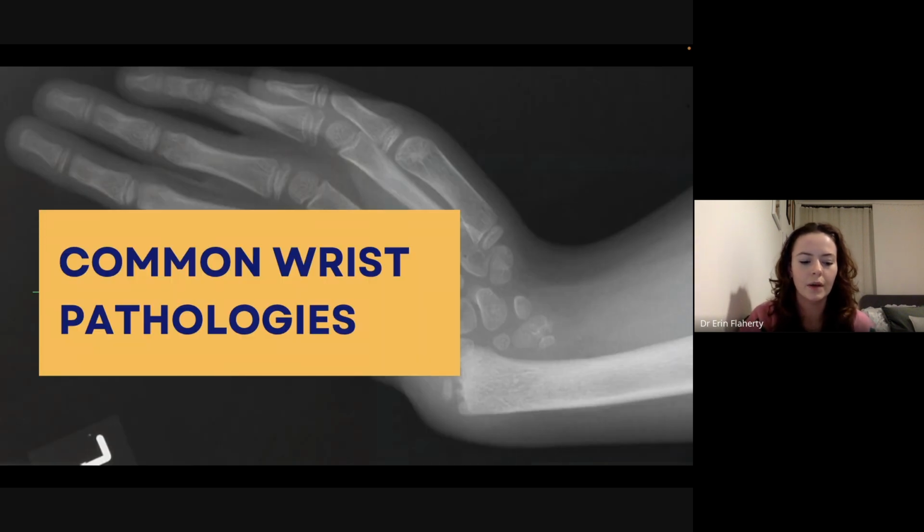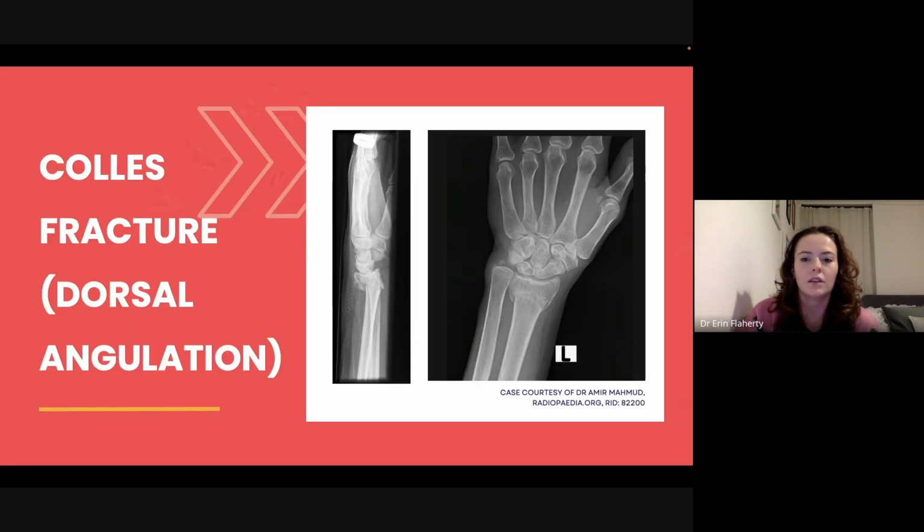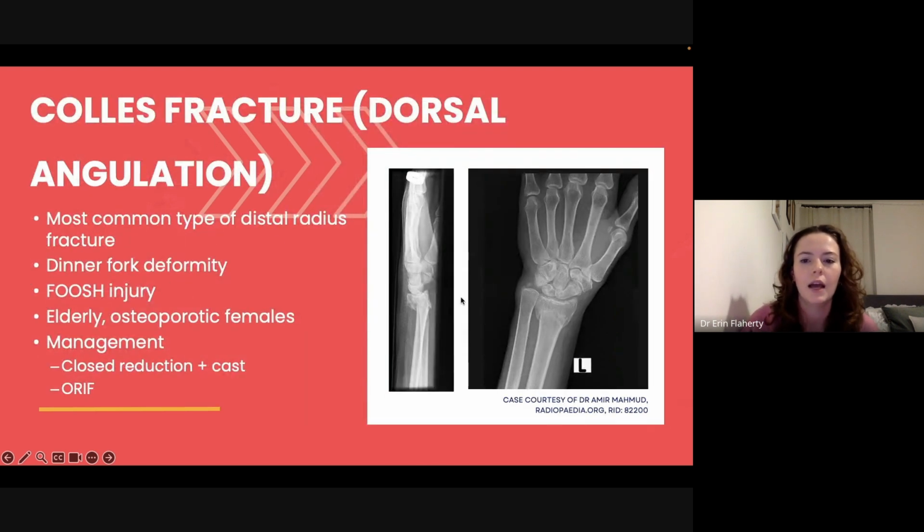Okay, so now we're going to move on to some of our common wrist pathologies. By far, one of the most common distal radius fractures you'll get is a Colles fracture. And often this goes hand in hand with a Smith's fracture, which we'll be coming onto in a second as well. So a Colles fracture is a fracture of the distal radius, and it causes a very classic dinner fork deformity. So it's caused by this here. You can see dinner fork not quite in line.